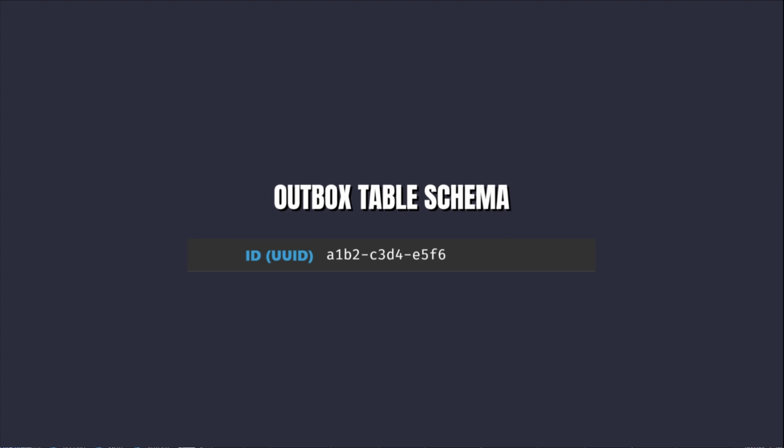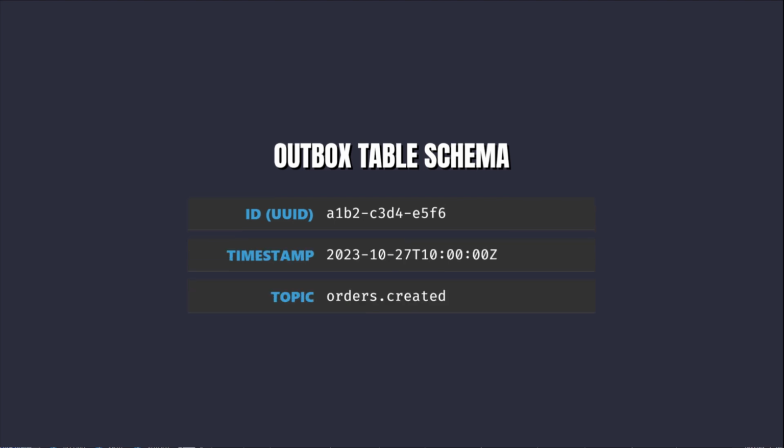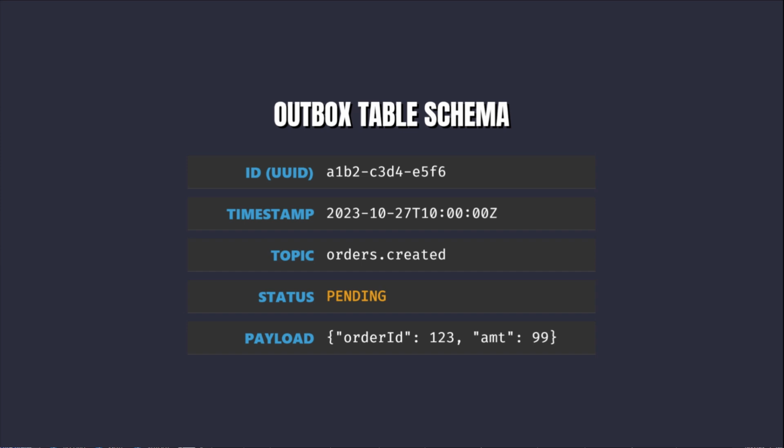Use a universally unique identifier for the event identifier, which is essential for later idempotency tracking by consumers. Include a timestamp for ordering, the destination topic or queue name, and a status field, typically initialized to pending. The payload must be stored as a serialized string, usually JSON, ensuring schema evolution is manageable. Indexing the status and timestamp columns is critical for efficient polling.